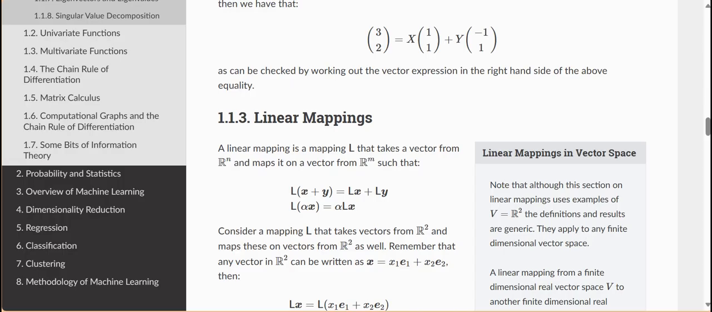Okay, the next section we will study is on what are called linear maps. And we'll see that in neural networks and deep learning, most of the operations turn out to be linear maps. And so that's the main reason why we will study this concept of linear mappings.